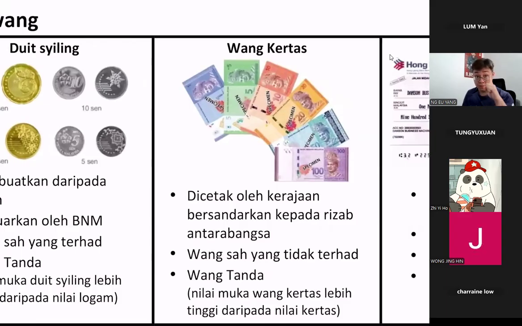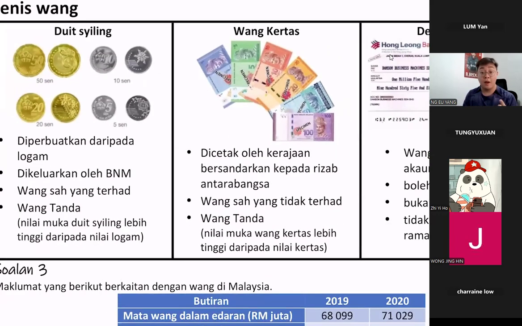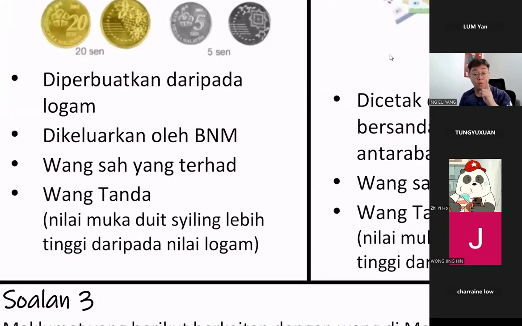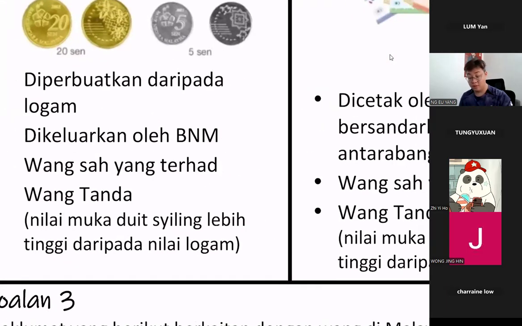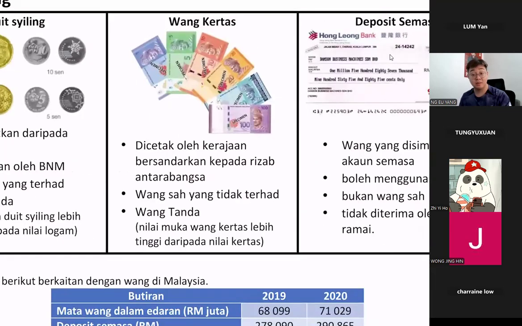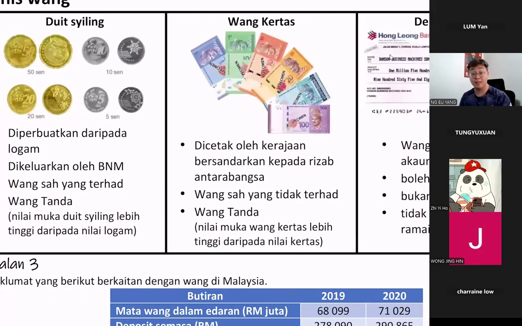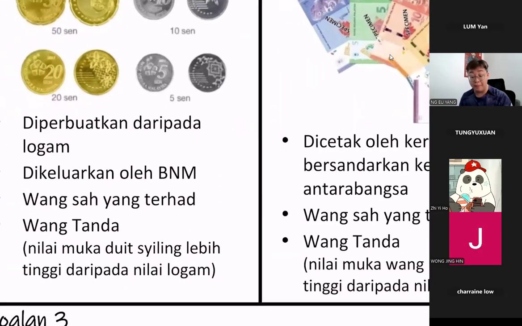So this is the first perbezaan. What's the second perbezaan? For the penawaran terhad, which makes the syiling become wang sah terhad. This is wang sah tidak terhad. Understand? This is the second point. So at least four marks here for the perbezaan. Okay, so what is the meaning of terhad?